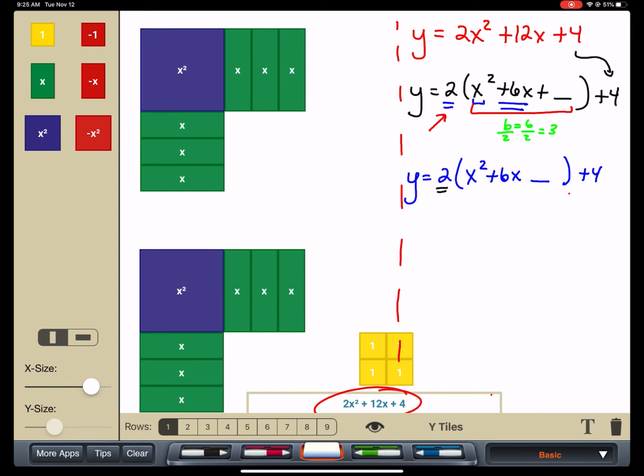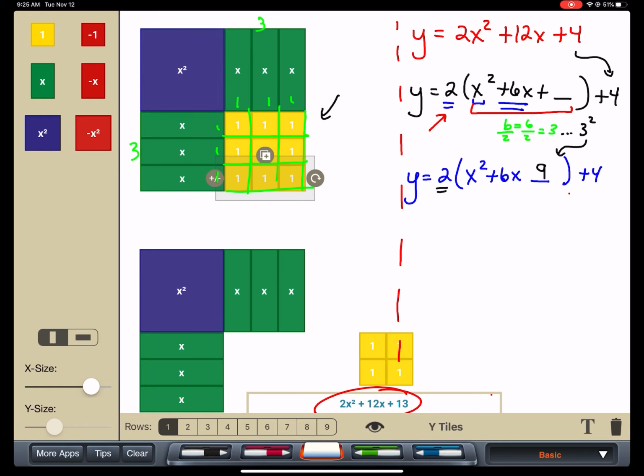Now, what we noticed is when I created those length and width, each with 3 x's in them, we created this little square that was 3 by 3. With our algebra work, normally that means we would have taken that b over 2 and squared it to get 9. The reason we have 9 is because in the picture that I've created to complete the square, I'd have to put 9 1s in this picture. So there I've put 9 1s in that picture. But again, I'm doing this twice. So I have to add those 9 1s to this picture as well.